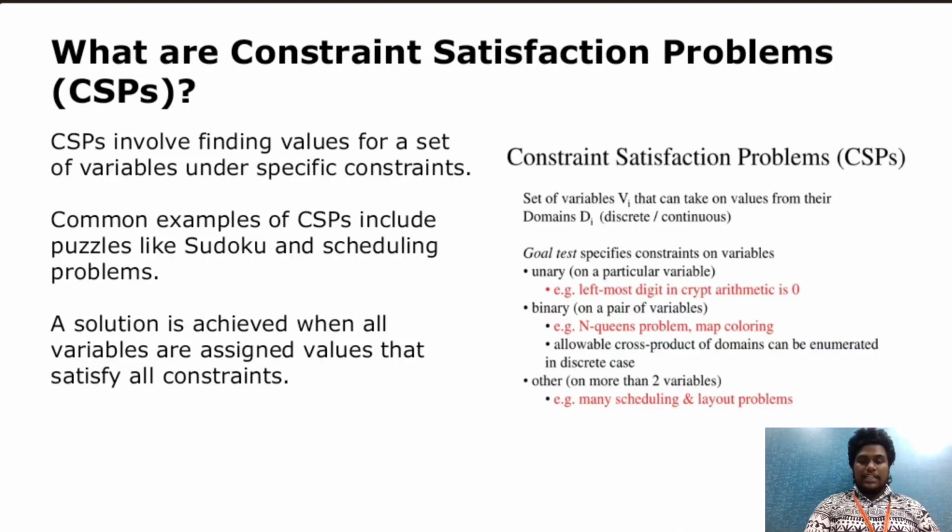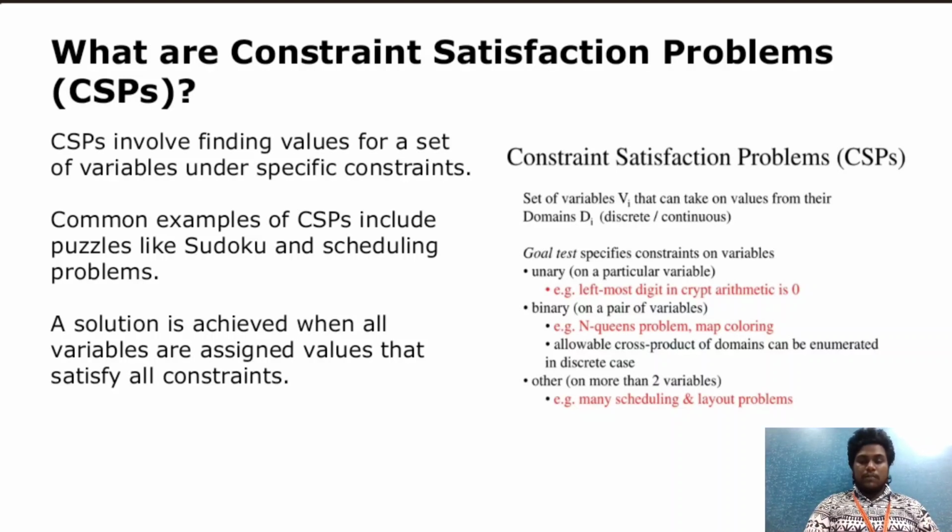What are constraint satisfaction problems? CSPs involve finding values for a set of variables under specific constraints. Common examples of CSPs include puzzles like Sudoku and scheduling problems. A solution is achieved when all variables are assigned values that satisfy all constraints.